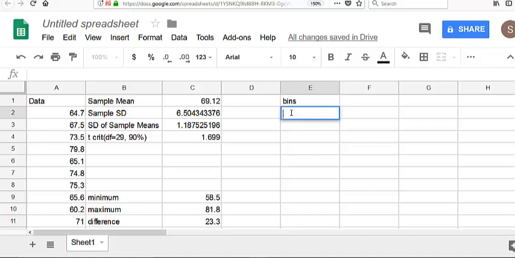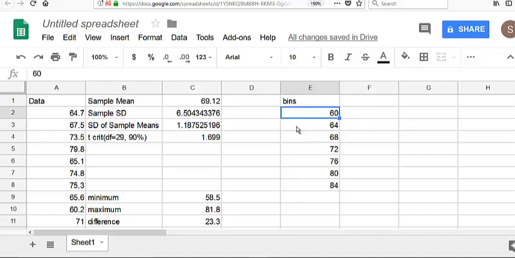So if you start at 60, and then go 64, 68, 72, 76, 80, 84. This first bin will do numbers less than 60. This one will do between these two values. This one will be between these two values. They'll also do 84 and greater. There'll be an extra row associated with more.